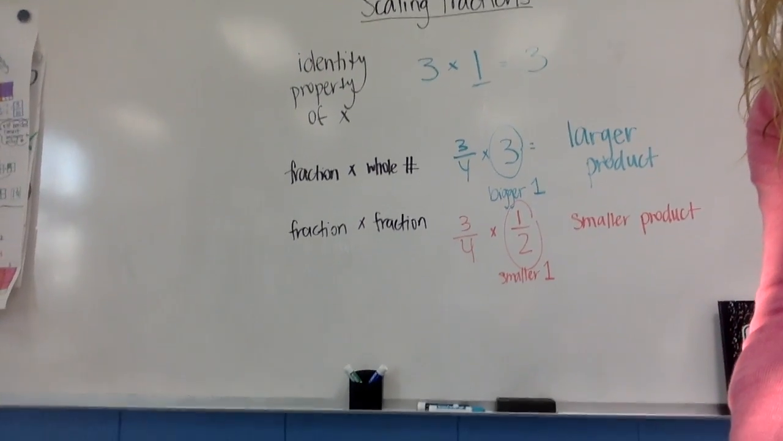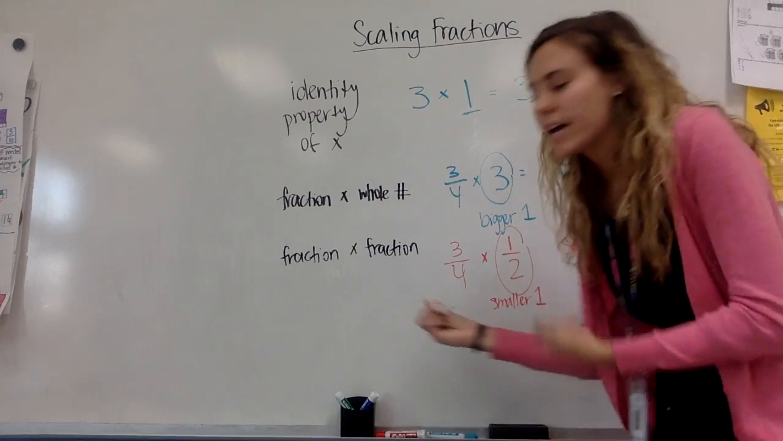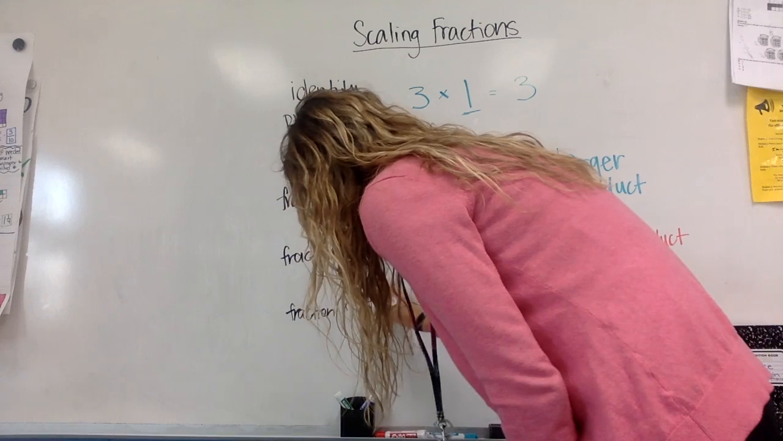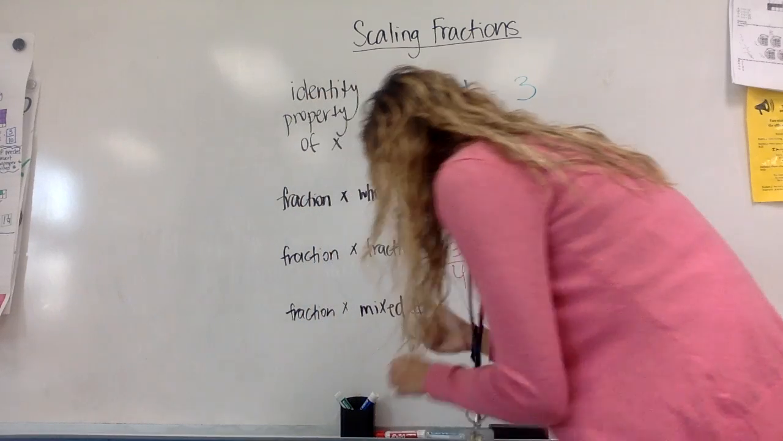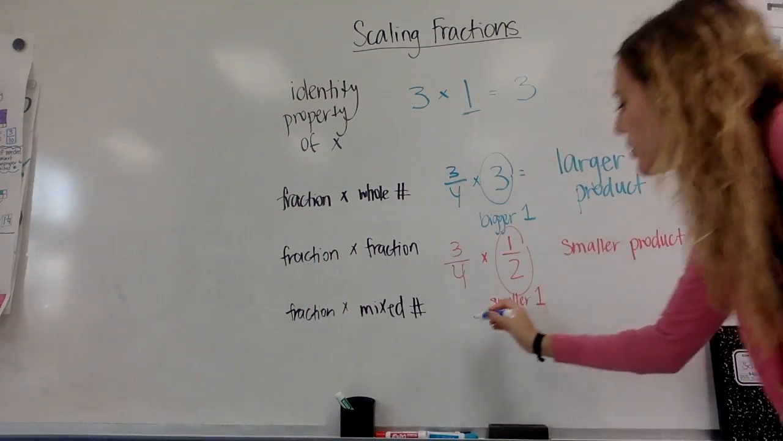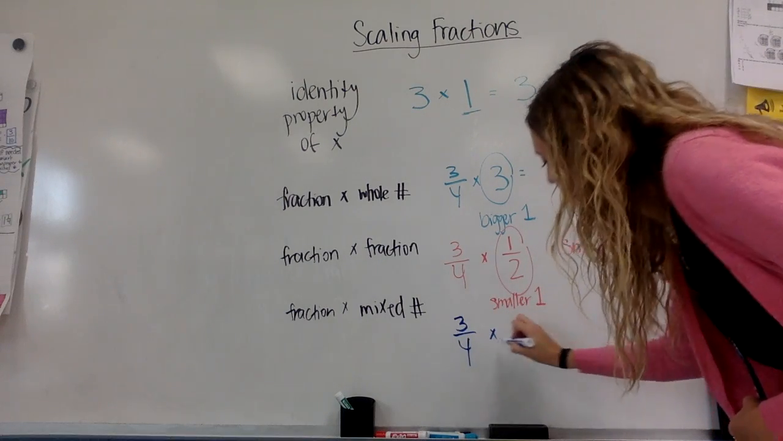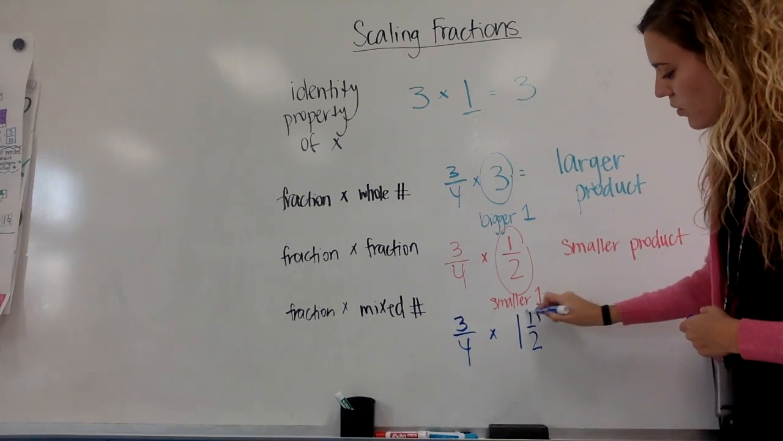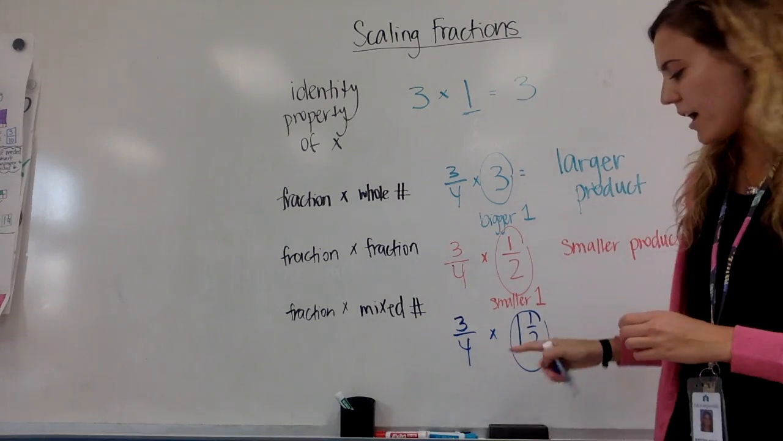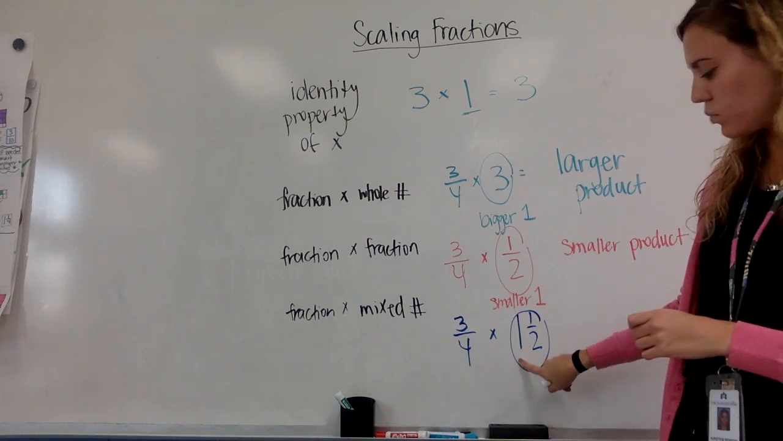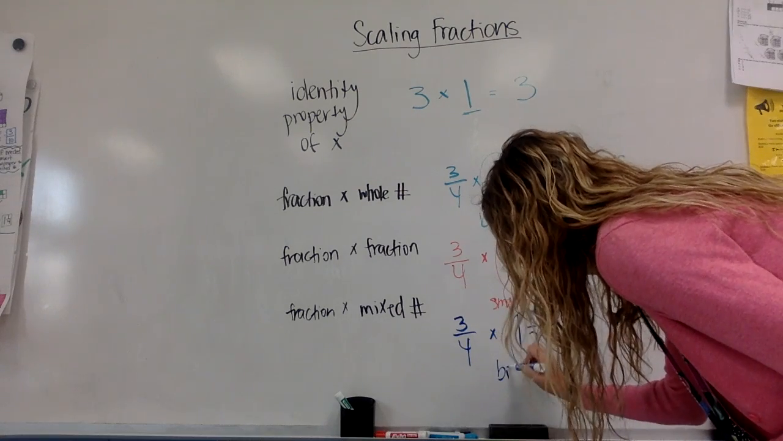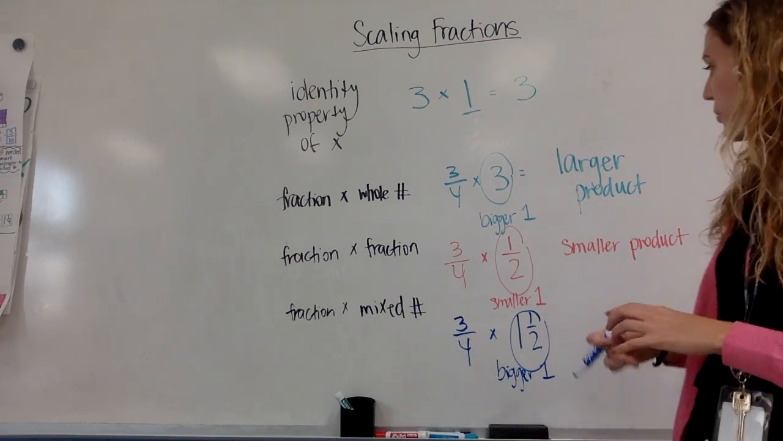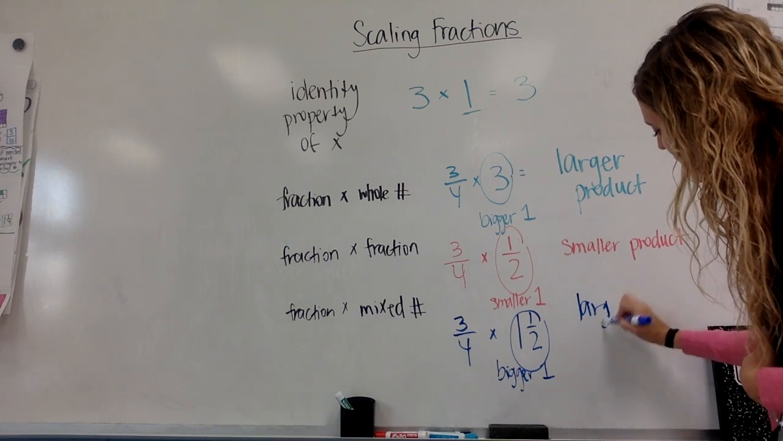And then the last situation we're going to look at is multiplying a fraction by a mixed number. So if we have 3/4 again, and we are multiplying it by 1 and 1/2, we're going to look at that 1 and 1/2. 1 and 1/2 is greater than 1 because it has 1, but it has another half. So this is bigger than 1, and we know if it's bigger than 1, we're going to end up with a larger product.